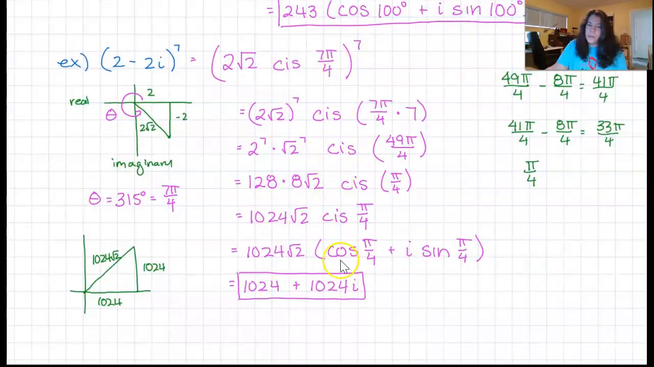But think about what I was originally going to do, where I was going to take 7 of these and multiply them out. So much better this way. And what if it was to the 47th power or something like that? So much better this way. So that is powers of complex numbers in trig form in a 17-minute nutshell.